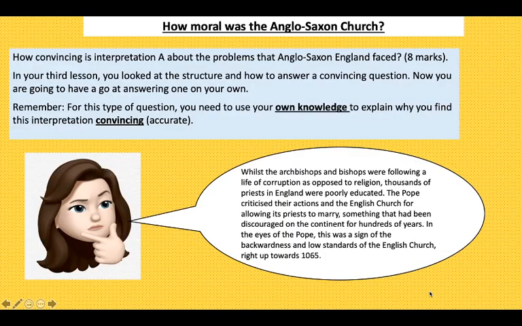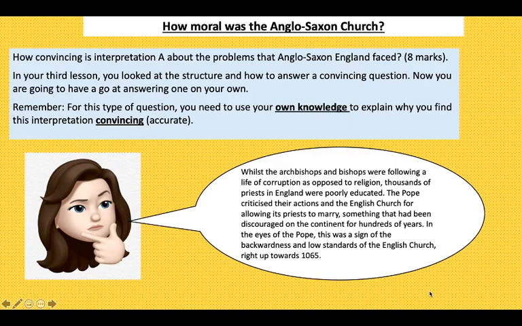Okay, so on to our final task for today's lesson. You're going to complete a convincing question for me, which you will have done in your third lesson of the Normans. So this is nothing new to you. We're just going to have a bit more practice on writing your answers up for a question like this. So how convincing is interpretation A about the problems that Anglo-Saxon England faced?